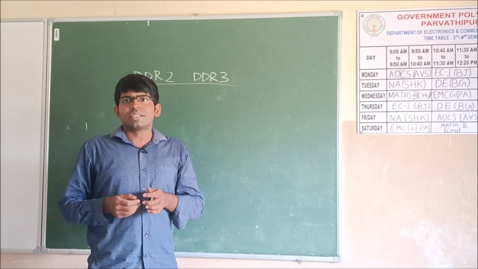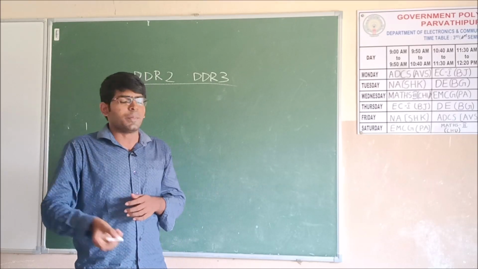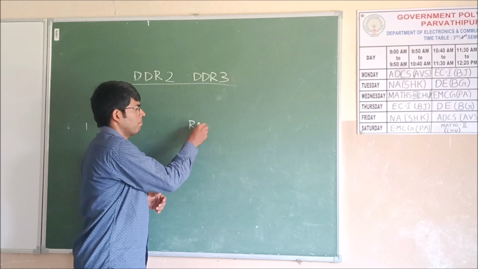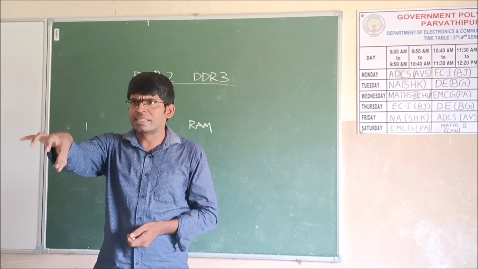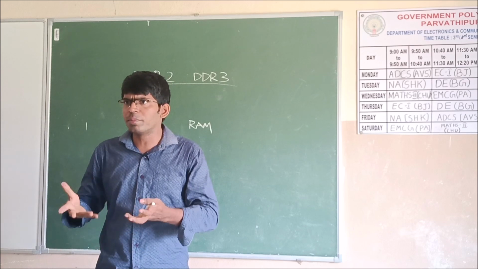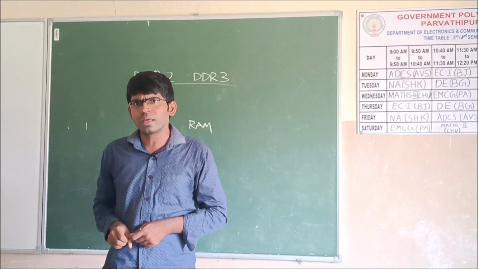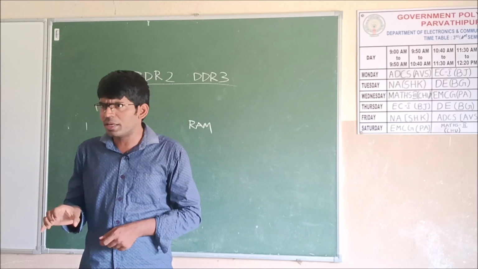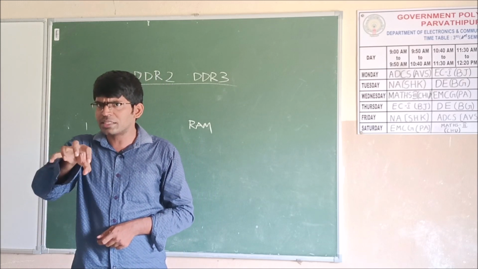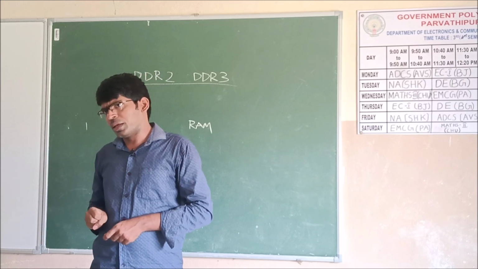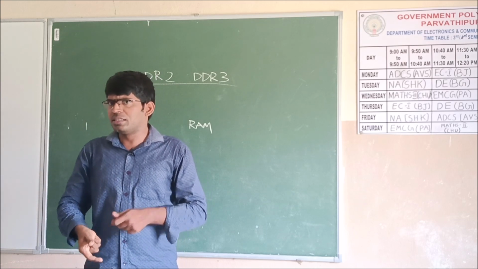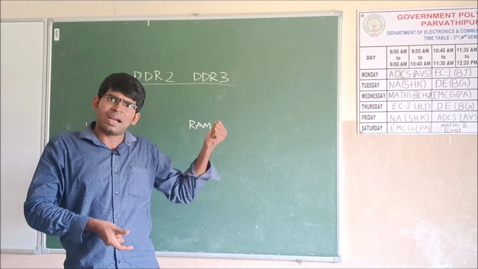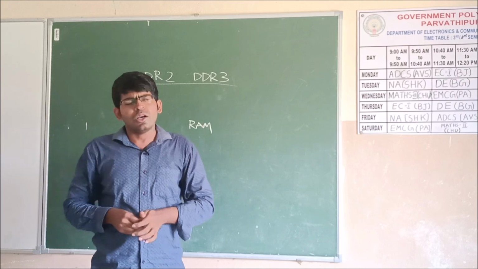We have already discussed random access memory, RAM. So what is this RAM? It is accessing memory randomly. Randomly means I am picking a student randomly. Randomly I am calling. Similarly, this RAM is accessing memory randomly. This random accessing is called random access memory.